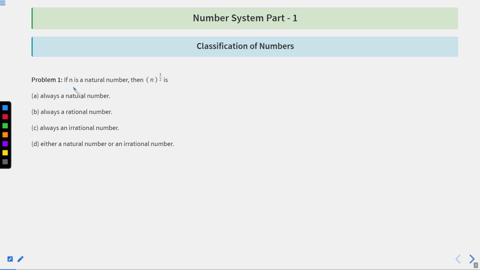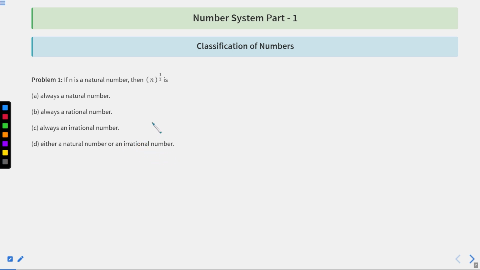The first problem is: if n is a natural number, then n to the power 1 by 2 is. If we are provided with a natural number and we take the square root of that number, is it always a natural number? Is it a rational number? Is it an irrational number? Or either a natural number or an irrational number?